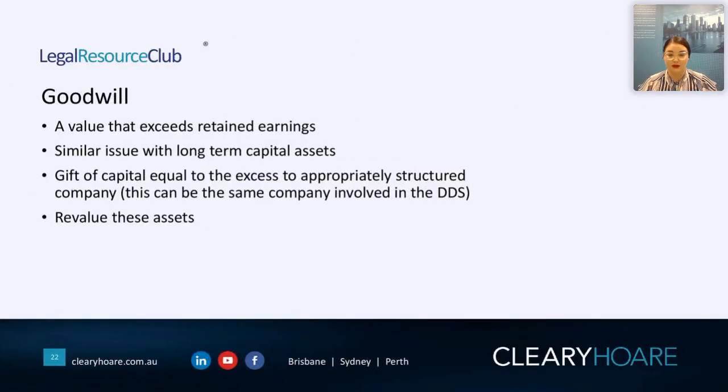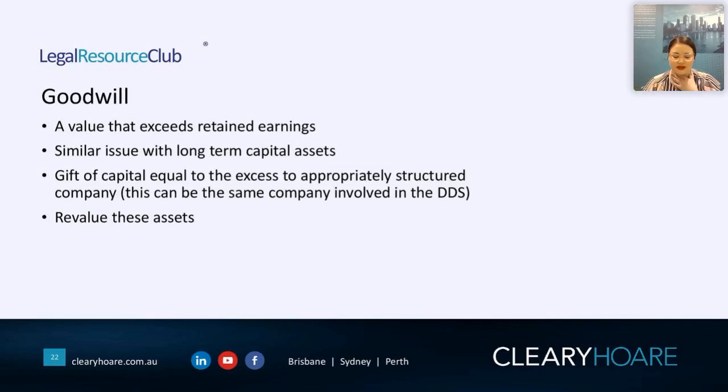So that takes care of the retained earnings in the company, but then we need to look at the $1 million worth of goodwill that's on the books. So with respect to goodwill, the value that we're referring to relates to internally generated goodwill and is an amount that exceeds the retained earnings. A similar issue can arise in relation to companies that hold long-term assets, such as real property.